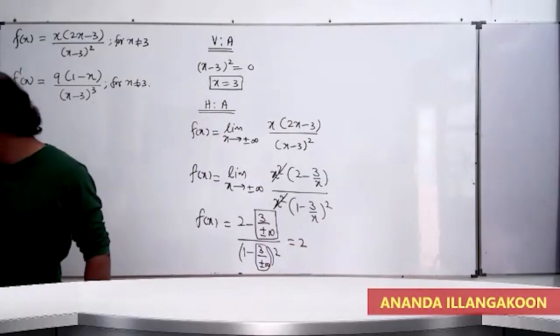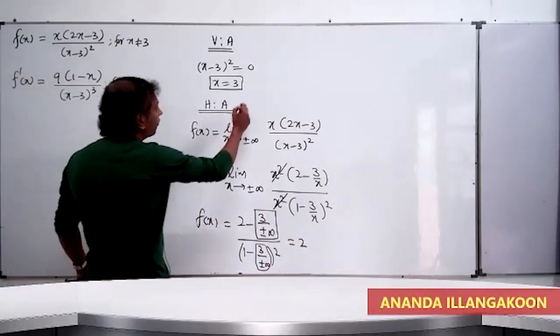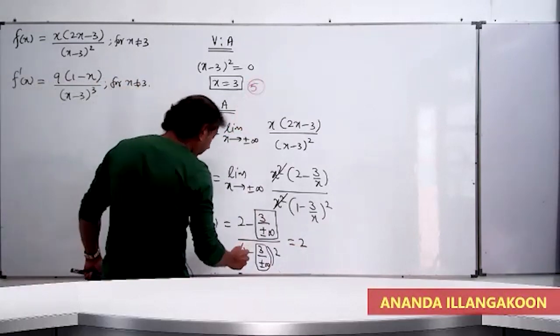Right. For each, 5 marks come in. Vertical asymptote 5 marks. Horizontal asymptote 5 marks.